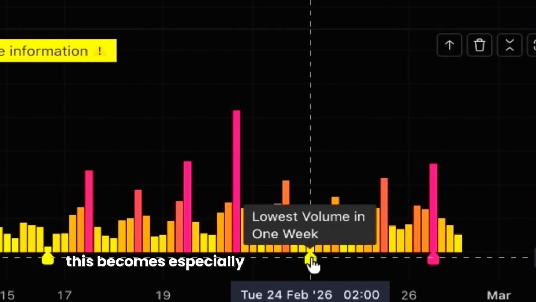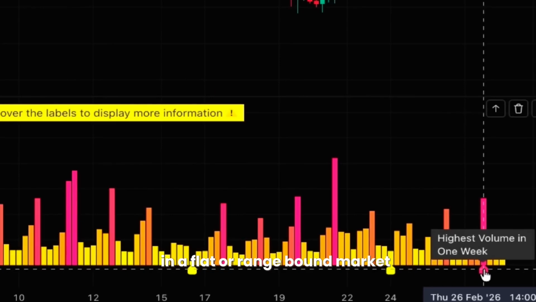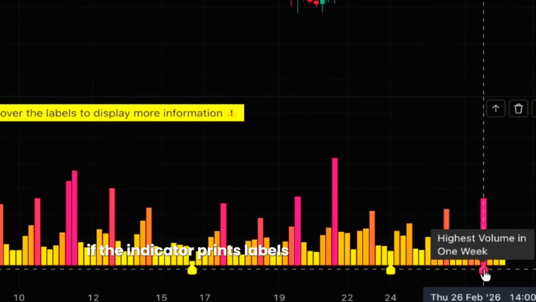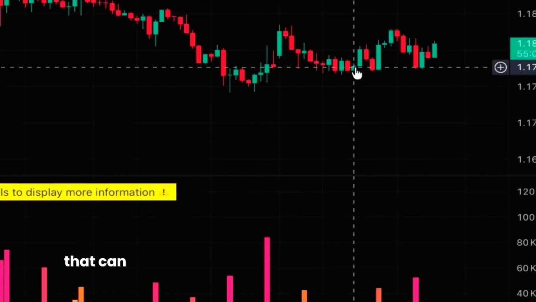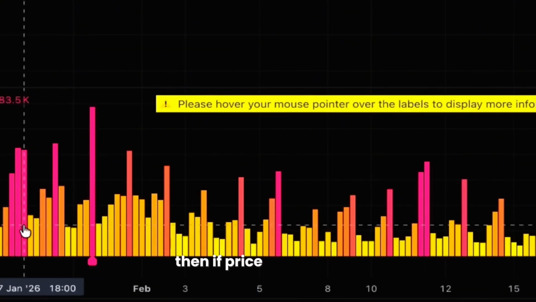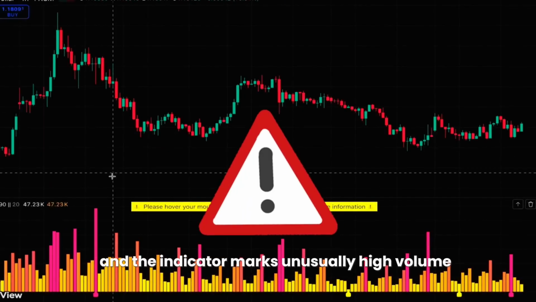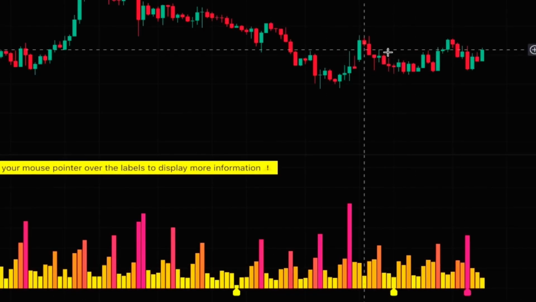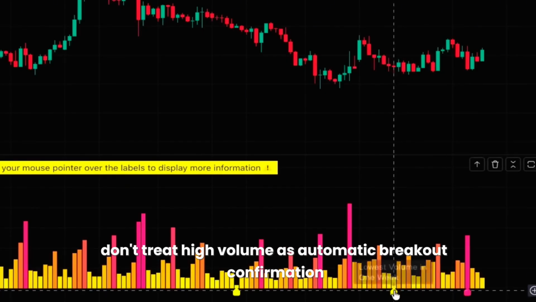This becomes especially helpful in breakout-style trading. In a flat or range-bound market, volume often contracts. If the indicator prints labels showing unusually low volume during consolidation, that can support the idea that the market is compressing. Then, if price exits the range and the indicator marks unusually high volume, it suggests the breakout attracted real participation. At the same time, don't treat high volume as automatic breakout confirmation.